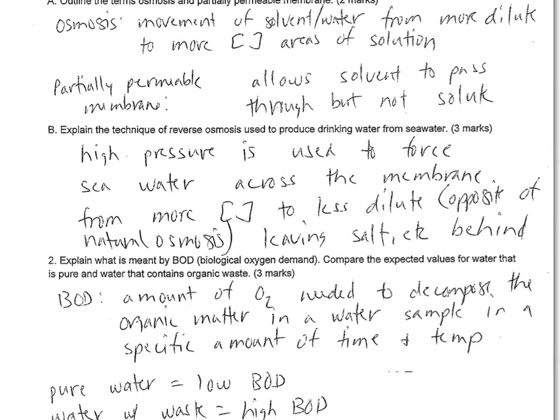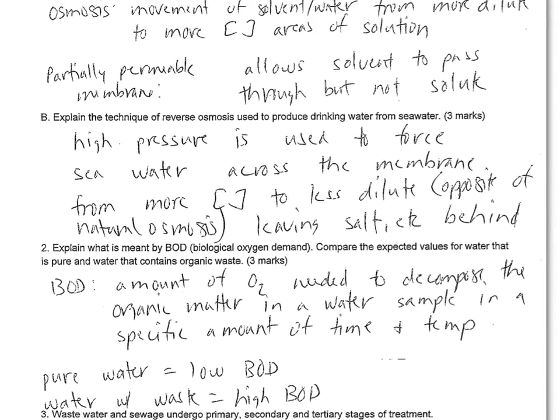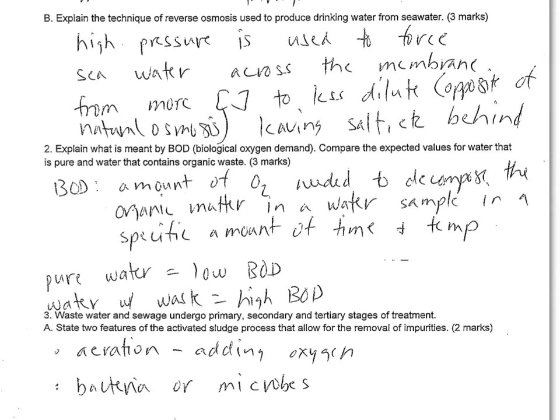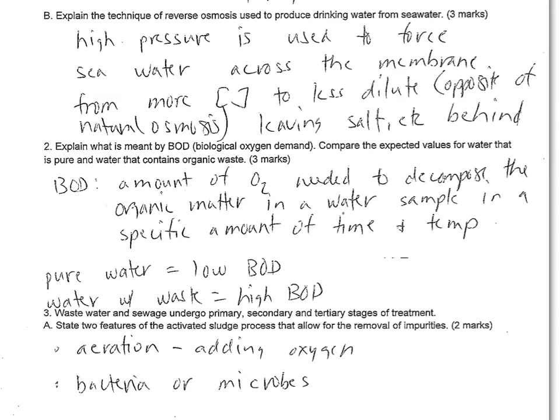Explain the technique of reverse osmosis. It's exactly what it sounds like. Instead of water going from where the salt is less concentrated to where it's more concentrated, high pressure is used. It has to be higher than the osmotic pressure, obviously. But high pressure is used to force the seawater across the membrane from the more concentrated area to the less concentrated area, and then that leaves the salt behind.